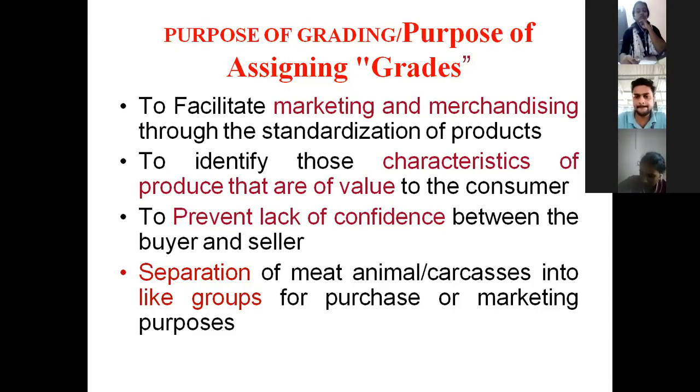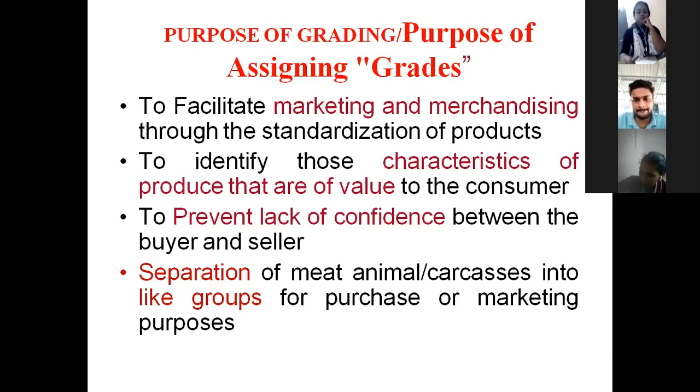So it assures that if I pay this much money for the A grade, I can expect such and such quality from that product. So it creates a confidence between the buyer and the seller. For example, if you take an egg, if there is no grading system, the small egg and the big egg will be costing the same.